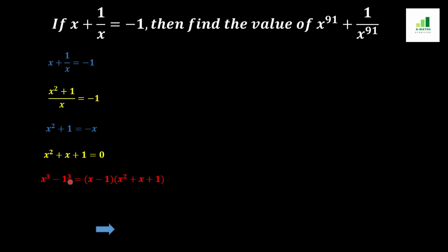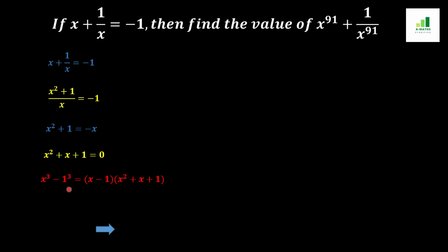Now, as we know, the formula of a cube minus b cube is a minus b into a square plus ab plus b square. So if a is x and b is 1, then we can expand the formula of a cube minus b cube as x minus 1 into x square plus x plus 1. Now we can see that after simplification of x plus 1 over x equal to minus 1, we get the value of x square plus x plus 1 equal to 0.